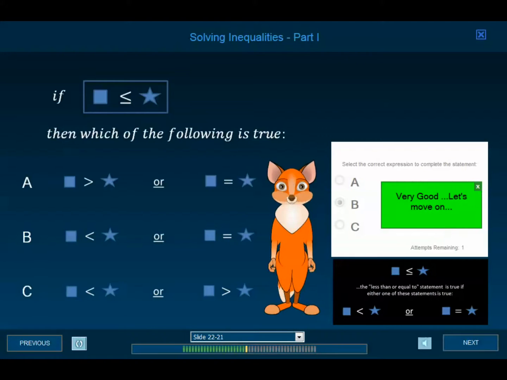Very nice. If square is less than or equal to star, then square is less than star, or square is equal to star. Answer choice B.